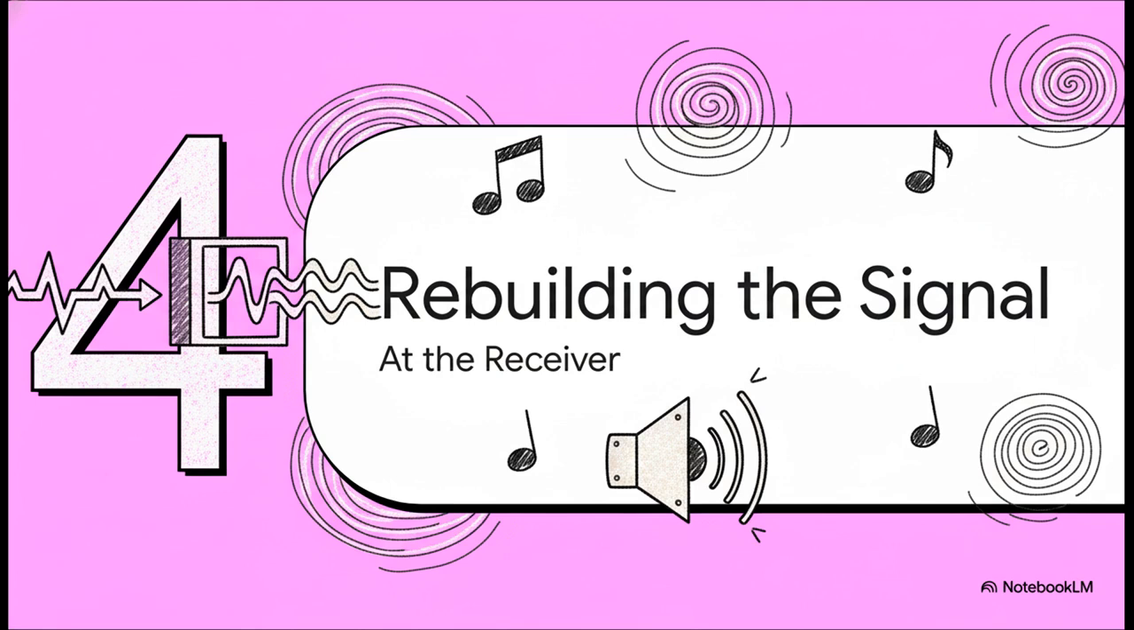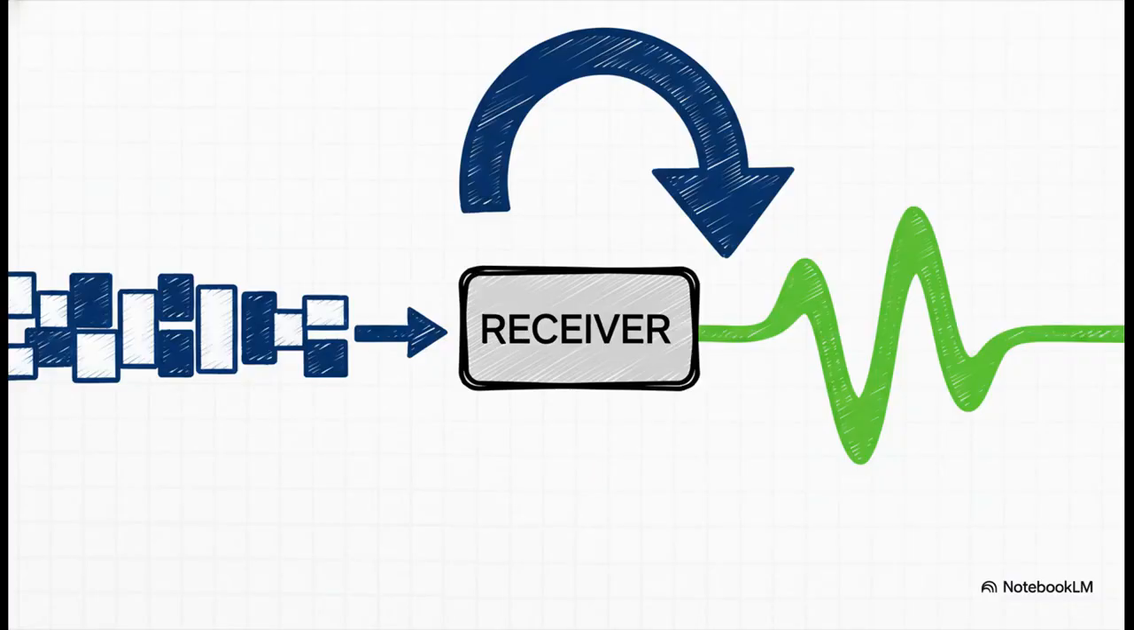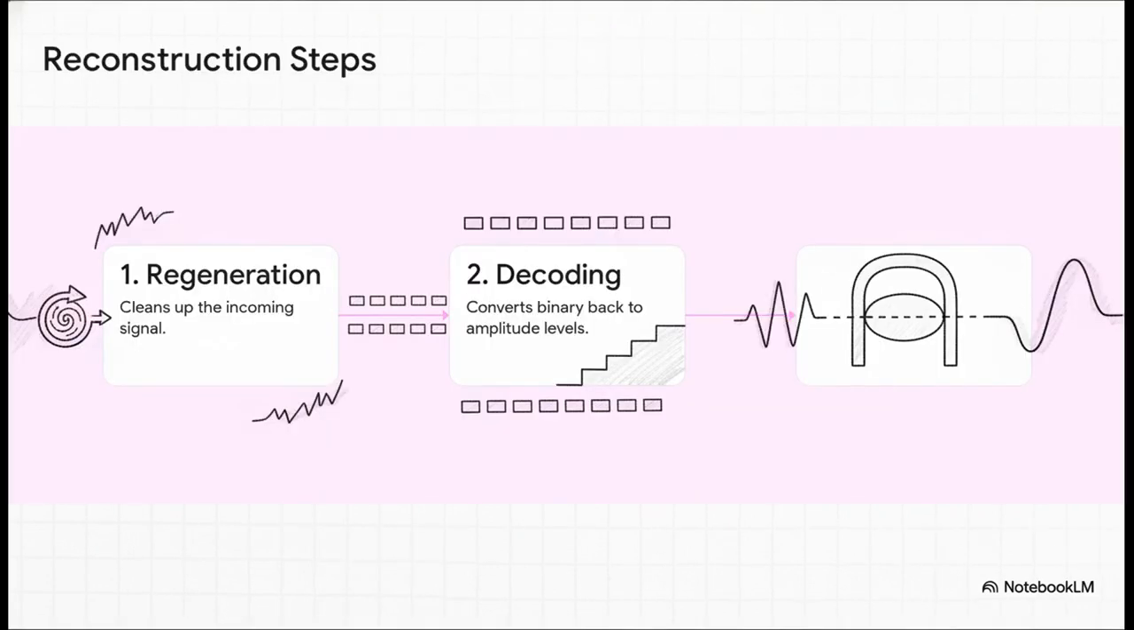It's time to turn this stream of numbers back into the original analog sound. So the receiver's job is actually pretty simple to understand. It just does the exact opposite of what the transmitter did. It takes that stream of zeros and ones and carefully rebuilds the smooth, continuous wave that we started with. And this reverse makeover also happens in a few stages.